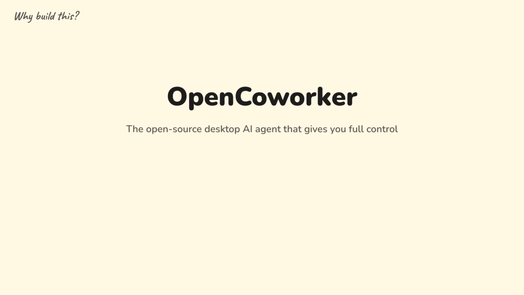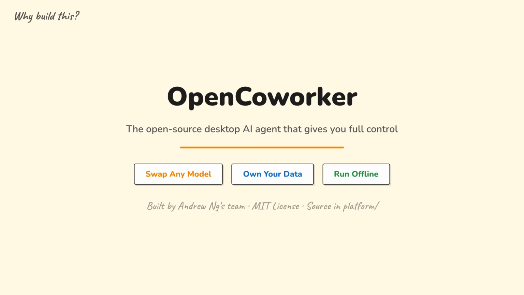Anthropic ships Claude Code. OpenAI ships Copilot. Every major lab already has a coding agent. So why would Andrew Ng's team build OpenCoworker from scratch and open source every line of it? Because none of those tools let you swap the model, own your data, and run the whole thing offline.